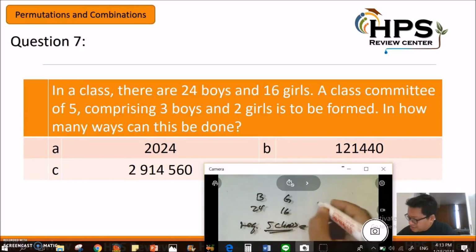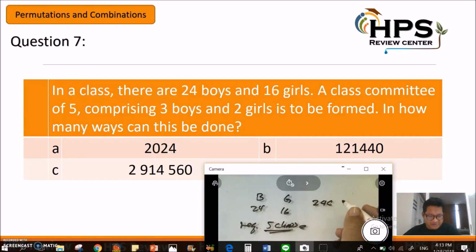Again, this is very easy. You choose 3 boys out of 24, so that's 24C3. You choose 2 girls out of 16, so that is 16C2. And then whatever the answers, you just need to multiply them.